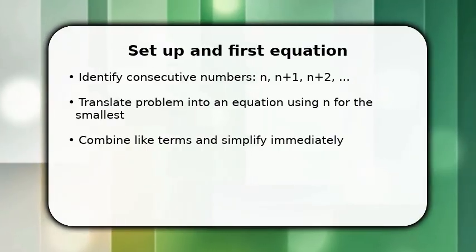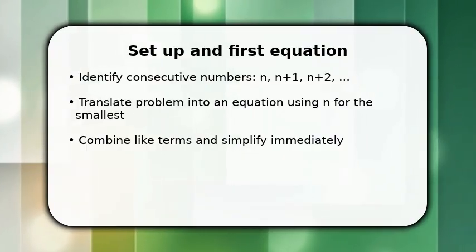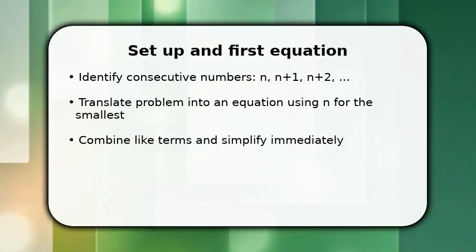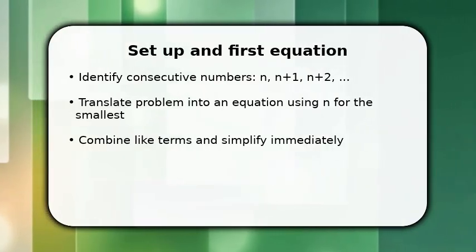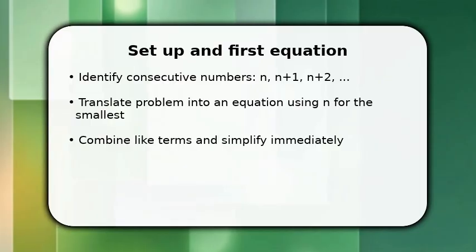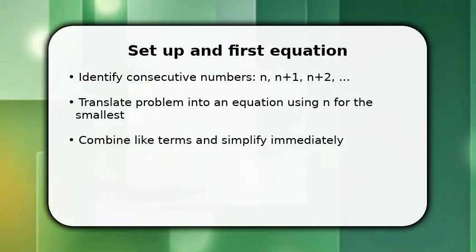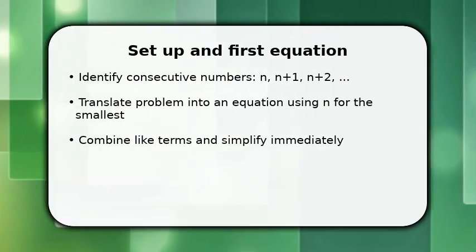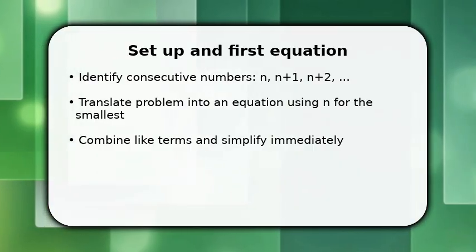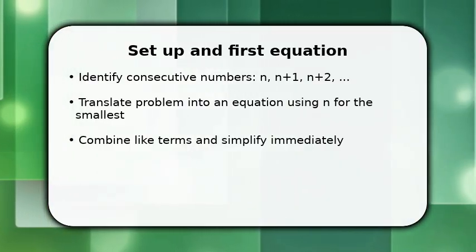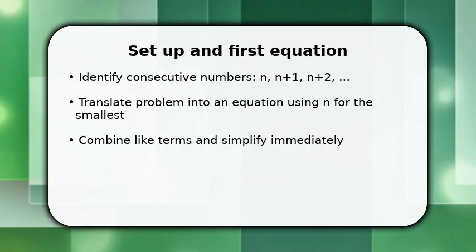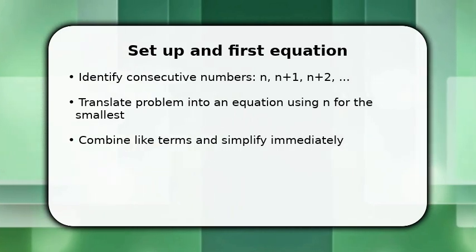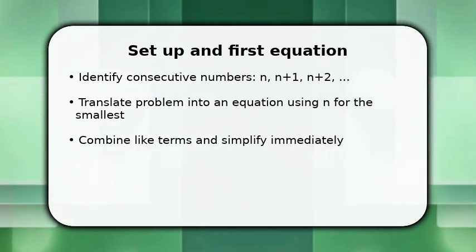You start by defining a variable for the smallest consecutive number, usually n, because that keeps algebra straightforward. Once done, write the condition the problem gives, for example sum, product, or difference, in terms of n, n plus 1, n plus 2. Make sure to expand parentheses and combine like terms right away so you reduce mistakes later. This first step turns a word problem into a single equation, and it's why choosing n up front makes the rest mechanical and predictable.